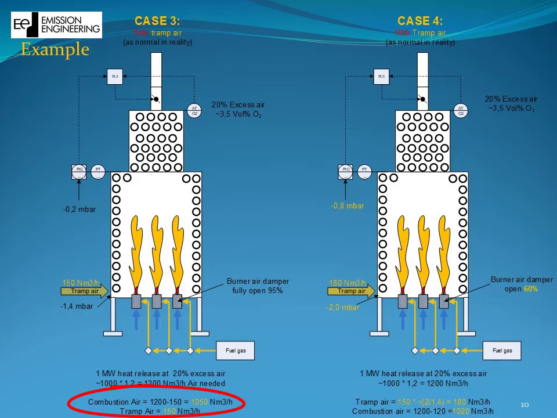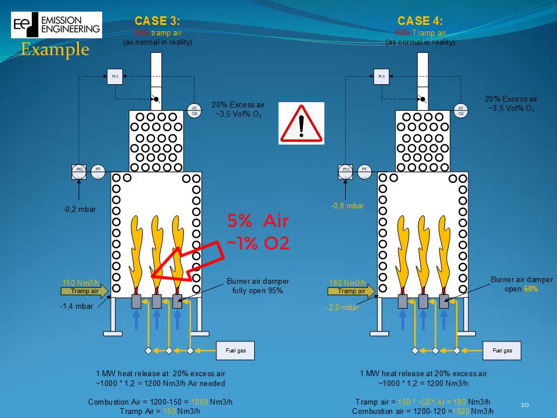As a consequence, the air damper is closed more and only 5% of excess air is left over for combustion in the burner, respectively in the burner flame. 5% of excess air is already pretty tight for a combustion process. Note that the excess air that you measure through the oxygen analyzer still shows 20%, respectively 3.5% O2, although the real excess air at the burner has gone down already to 5%, respectively 1% of O2.